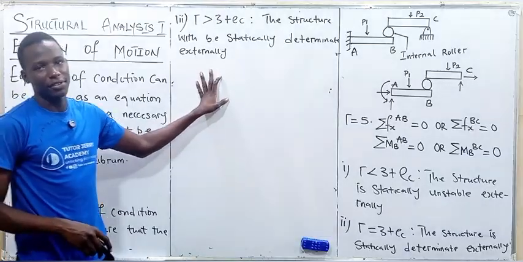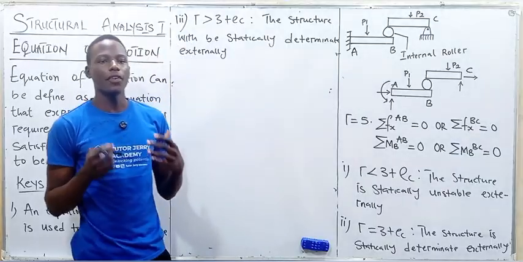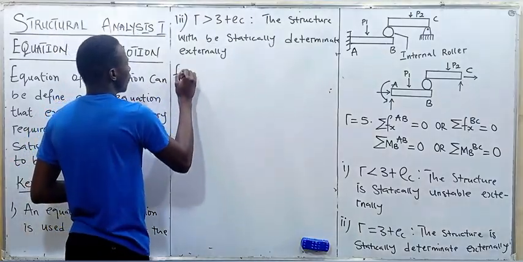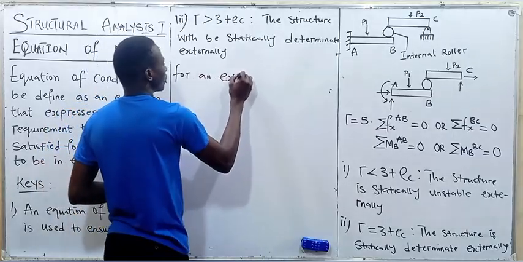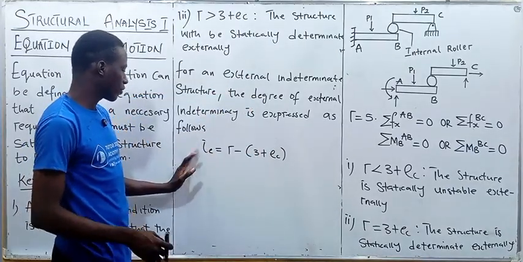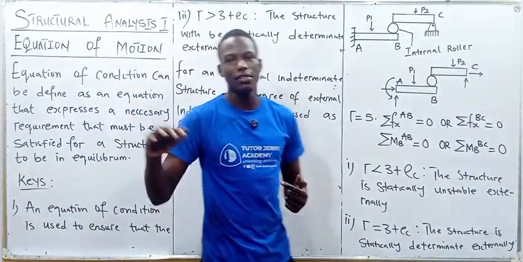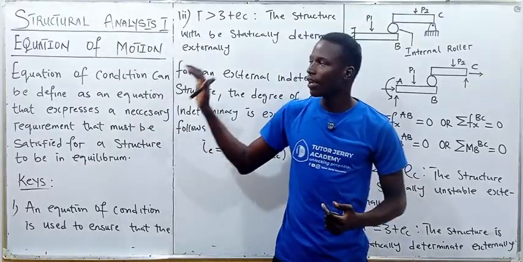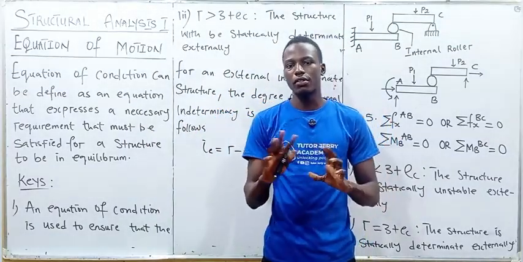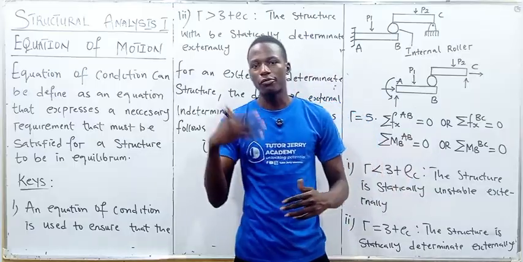Now, for an externally indeterminate structure, the degree of external indeterminacy is expressed as follows. We have I subscript E, which is equal to R minus the bracket of 3 plus EC. Now, this is nothing but everything we have on equations of condition. All right. So, we are going to be going next into calculations, though we are going gradually. First, we'll be checking for static determinacy of structures before we advance.